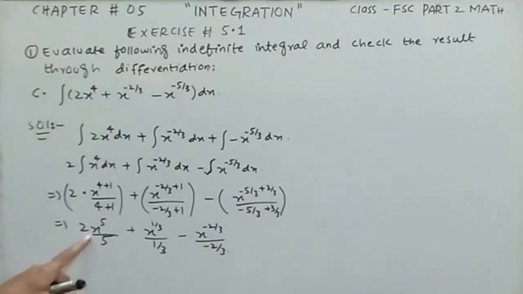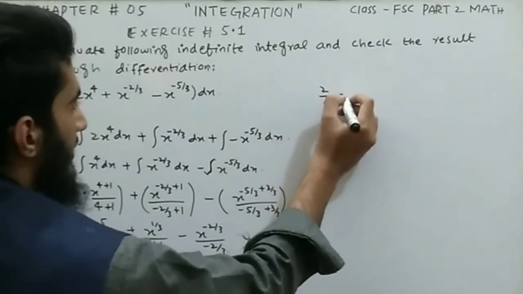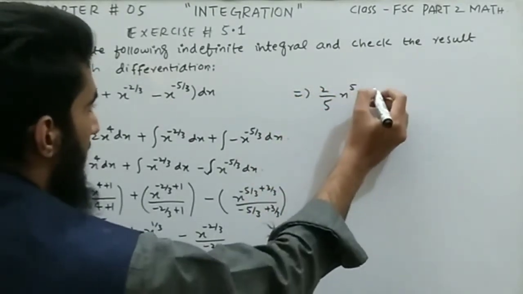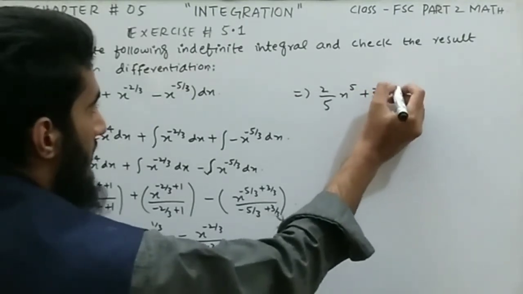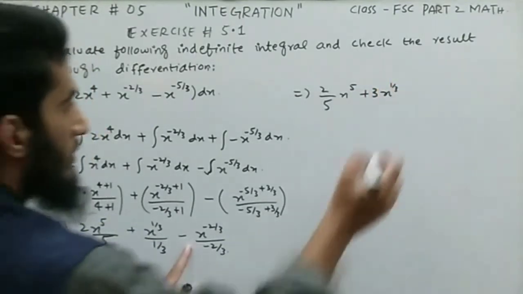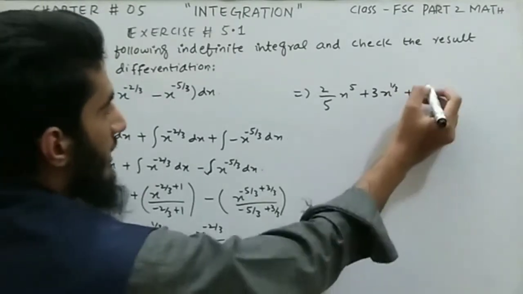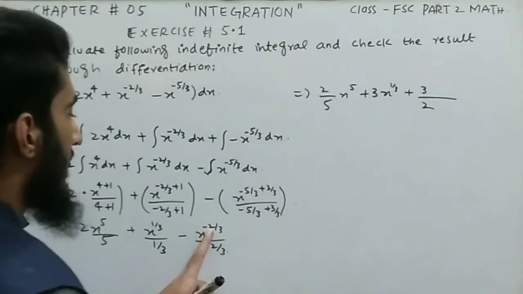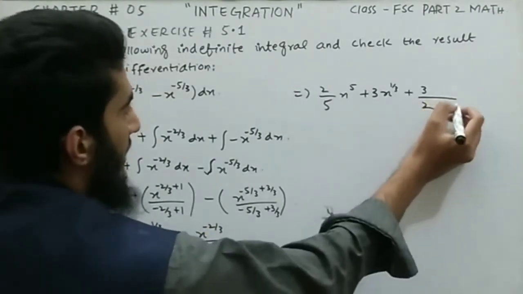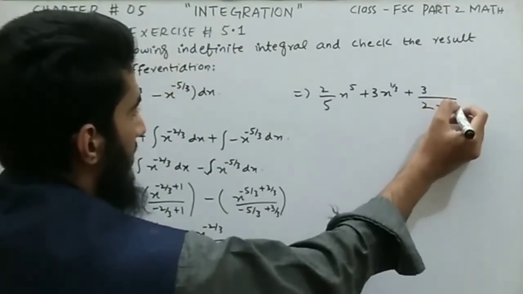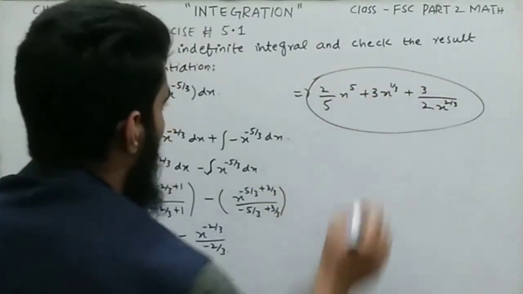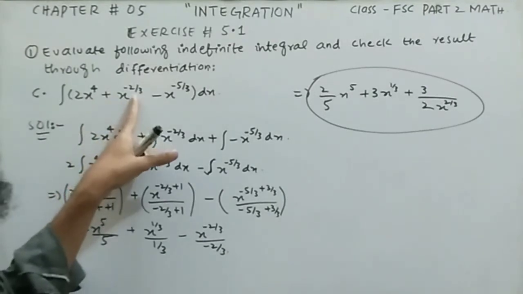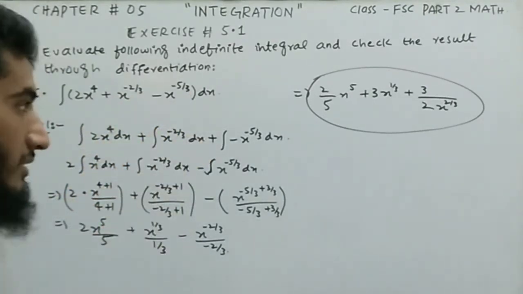Now after this, 2 by 5 x power 5 comes down as it is, and this 1 by 3 moves to the numerator because it is in the division, it becomes 3 into x power 1 by 3, and minus minus gives us plus, this 3 moves to the numerator, and this 2 comes down in the denominator, and x power negative 2 by 3 moves to the denominator and becomes positive, so it becomes x power 2 by 3. So this is actually the required and desired answer. Now if you differentiate this function, it will give us 2x power 4 plus x power negative 2 by 3 minus x power negative 5 by 3.